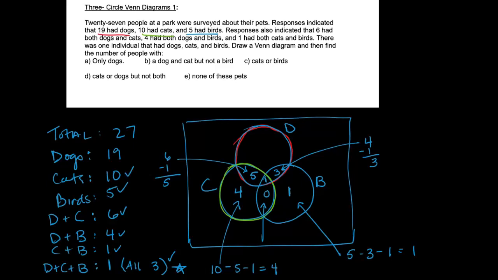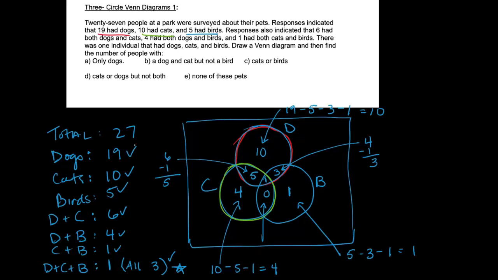And then last with dogs, the dog total should be 19, but we already have a 5, a 1, and a 3 in that circle. So I'm going to take off the 5, the 3, and the 1, and that gives us 10. And so 10 goes here. When we add those up, 10 plus 5 plus 1 plus 3, we should get 19, which we do. So we're done with that circle.